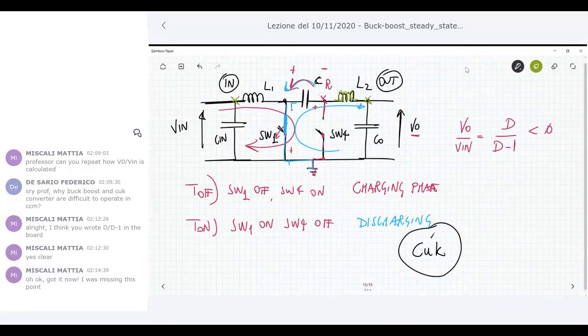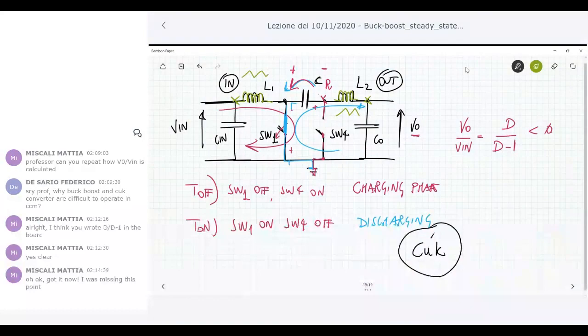If you look at the input node and the output node, you see that there is an inductance in series. What does it mean? That the current flowing in this inductance always has a smooth behavior. So the input and output capacitors are not as electrically stressed as they can be in the classical buck boost topology, in which in place of two inductances you have two switches, a MOSFET and a diode.